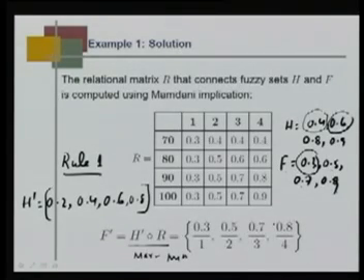That is how we do approximate reasoning for a single rule. This is a very simple case. Now, we will go to a little more difficult case, which is multiple rules with discrete fuzzy sets.